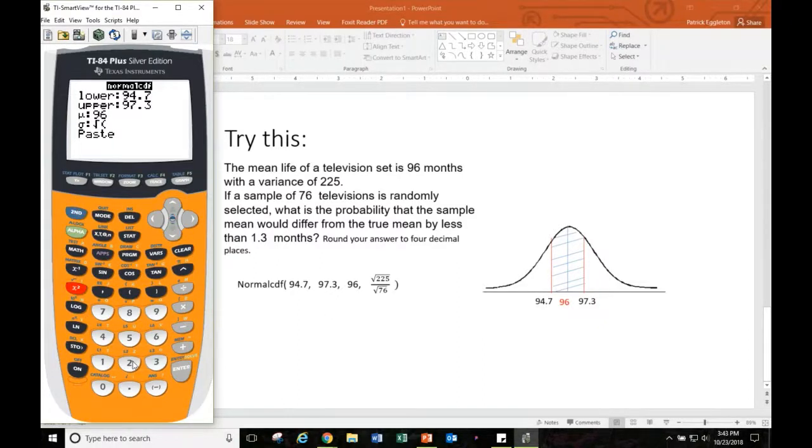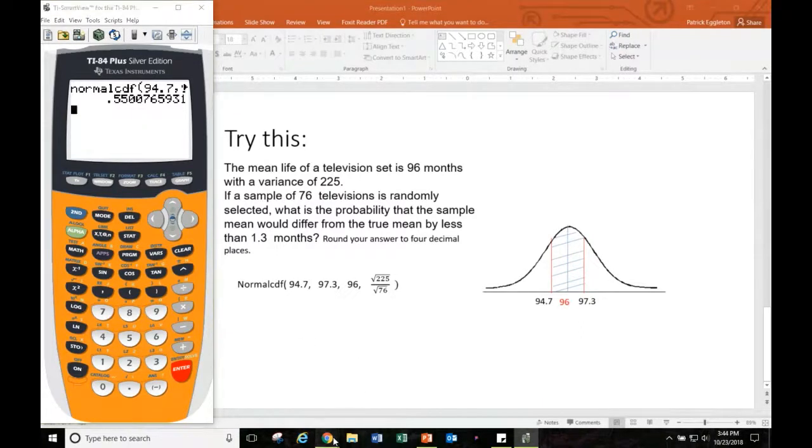So the square root of 225 divided by the square root of my sample size. Now, if you remember in algebra, you could have made that just one square root, so I don't have to have two separate square roots. I'm going to go ahead and paste that in and work it out. And it says that the probability, the area under this curve, should be about 0.5501 if I round it.